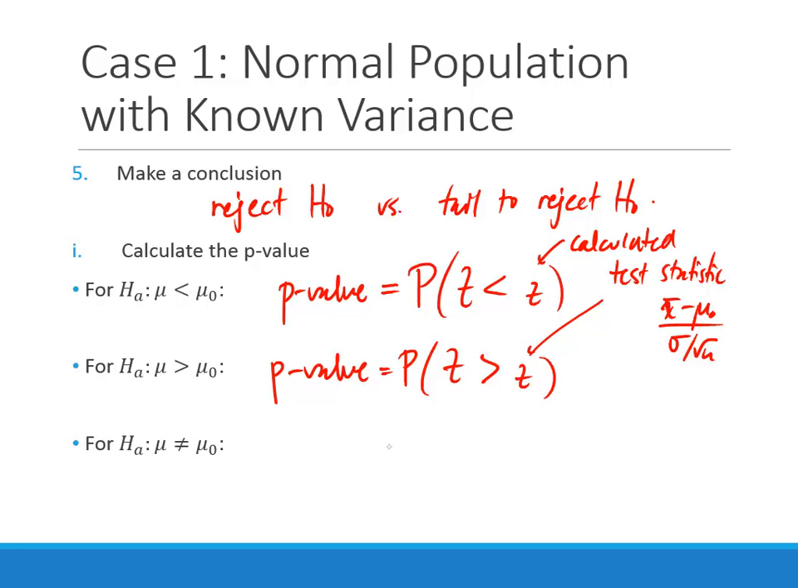And finally, for the last case, our p-value. Again, remember when we're looking at a not equal to alternative, that's a two-sided test, and so we want to consider extreme values in both tails of this distribution. So this is going to be 2 times the probability that our standard normal is bigger than the absolute value of our test statistic.